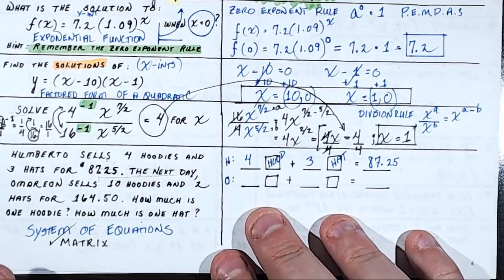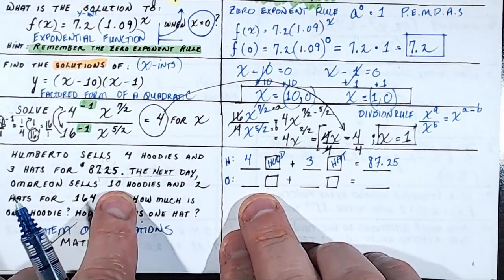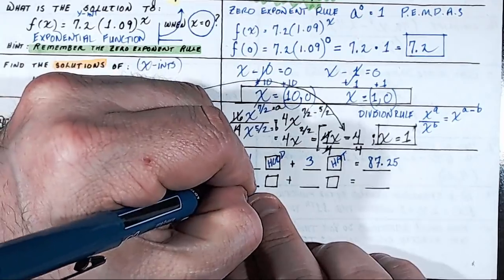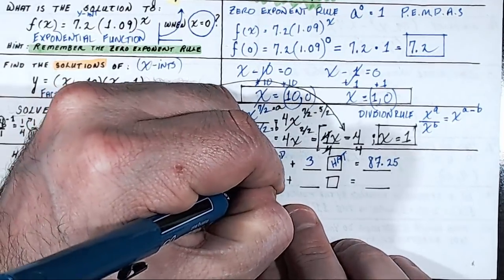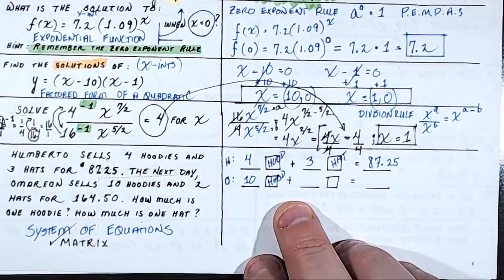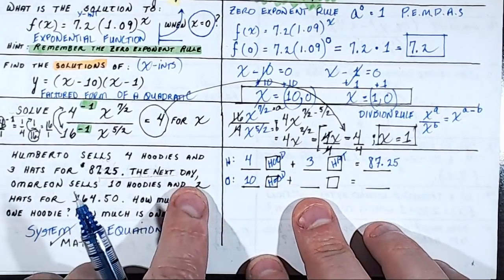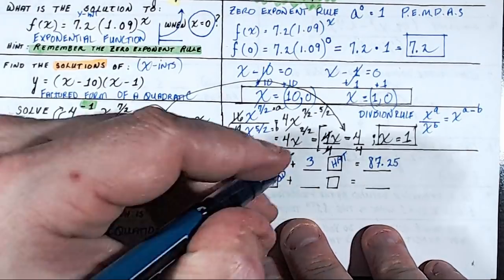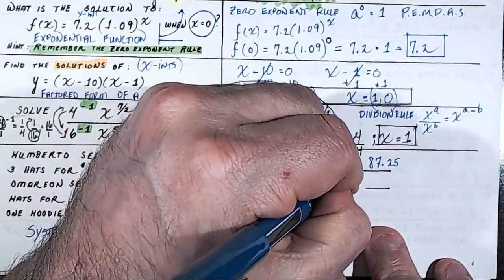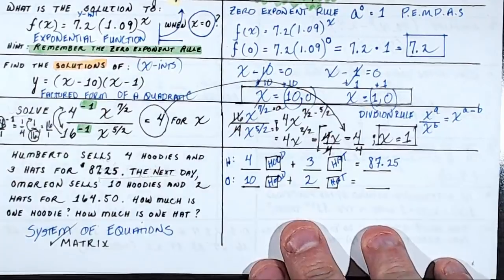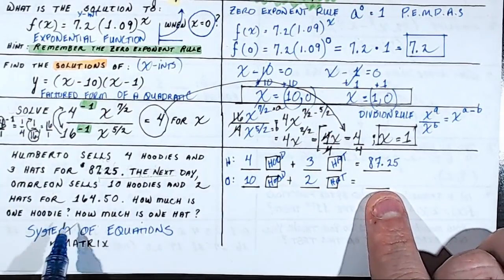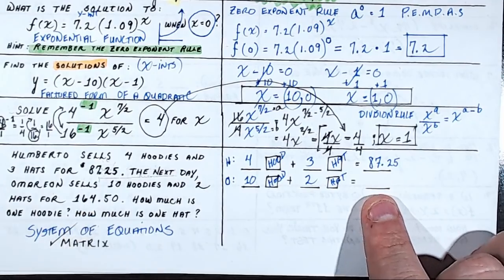Right, now second line, Omarion. O for Omarion. He sells 10 hoodies. 10 hood plus, how many hats did he sell? 2 hats. 2 hat equals $164.50.